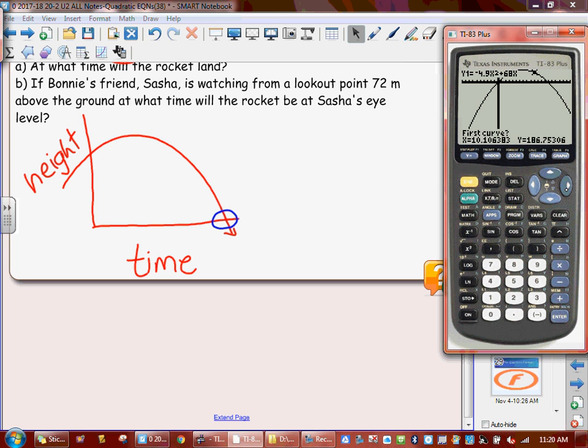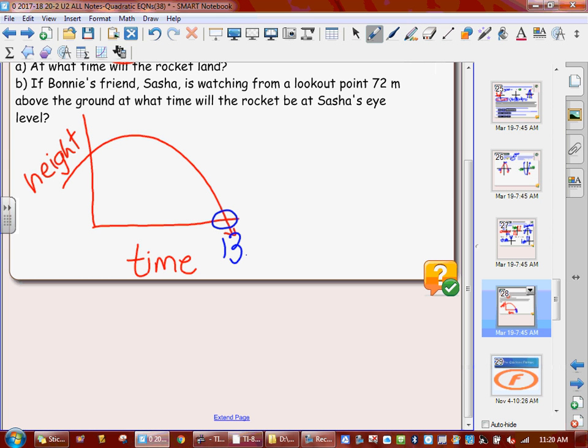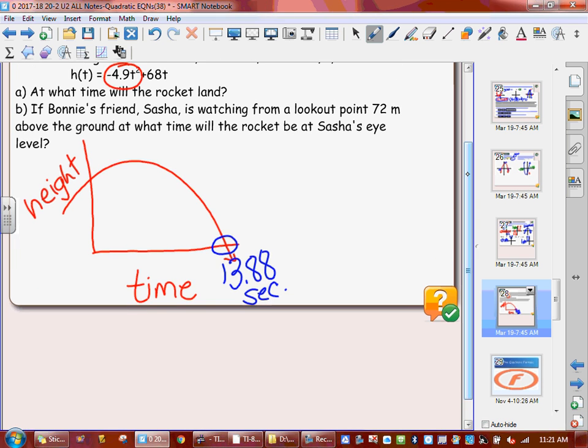And we're going to get 13.88. Okay? So, that is A. That's time in seconds. So that was the answer of A. How long does it take for the rocket to land? It takes 13.88 seconds to land. So I would write that up here for letter A: 13.88 seconds.